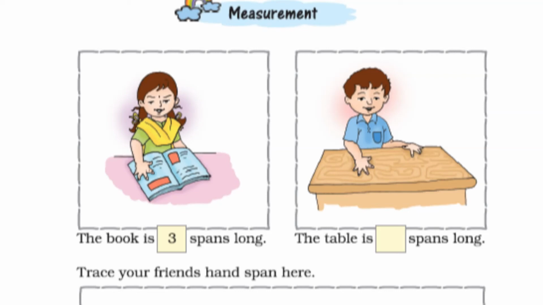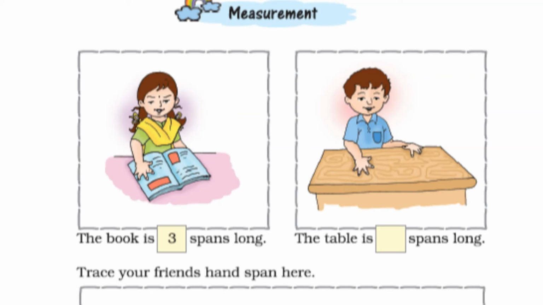So for example, they have shown an example. The girl is measuring her book. How long the book is, she is going to measure with her hand palm. So you also measure your book with your hand palm. They have shown the book is 3 spans long. So the table is dash dash spans long. Measure your table with your hand palm and let us know in the comment box.